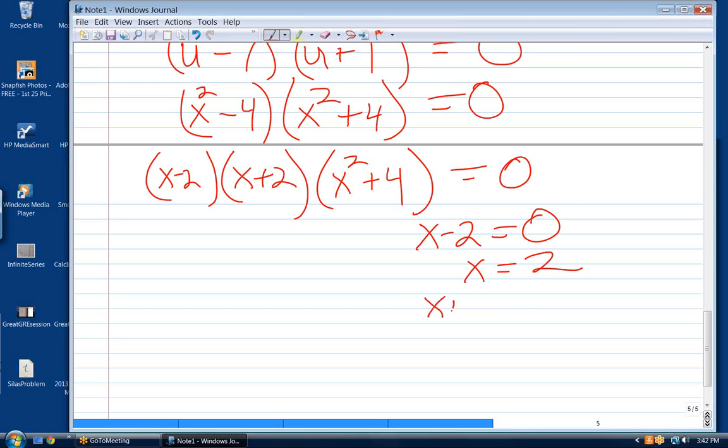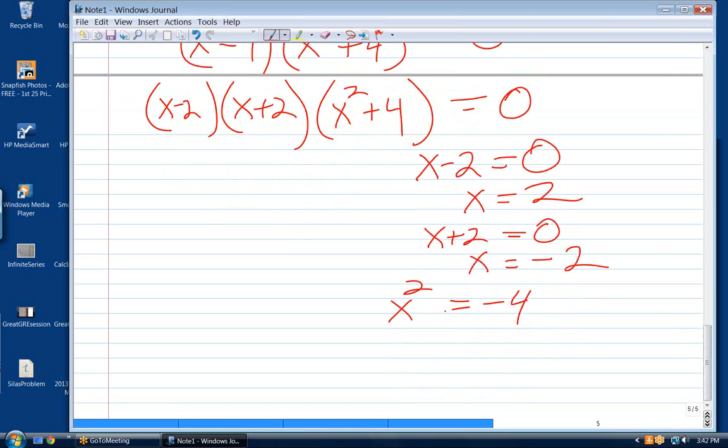Then I'm going to let x plus 2 equal 0. What's x equal? Negative 2. And then I'm going to let x squared plus 4 equal 0, or x squared equal minus 4. And what do I do here? You take the square roots. Okay, so now what? x is equal to what? Plus or minus 2i. Very important.